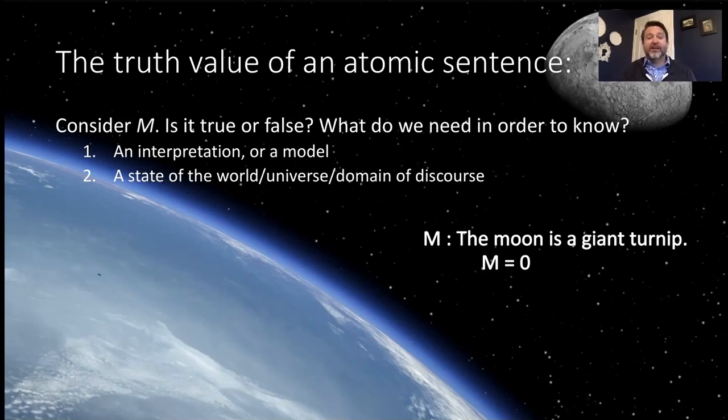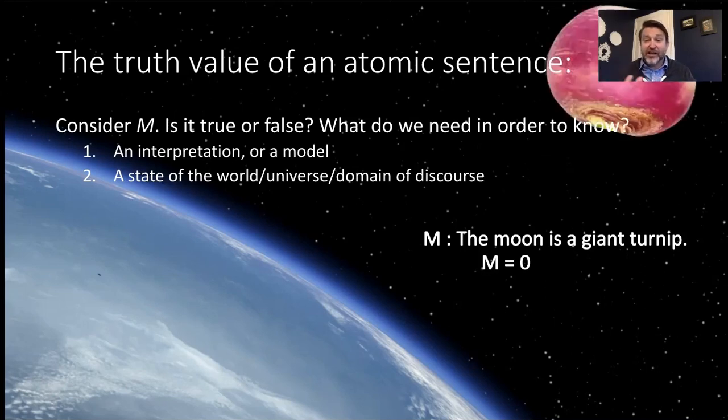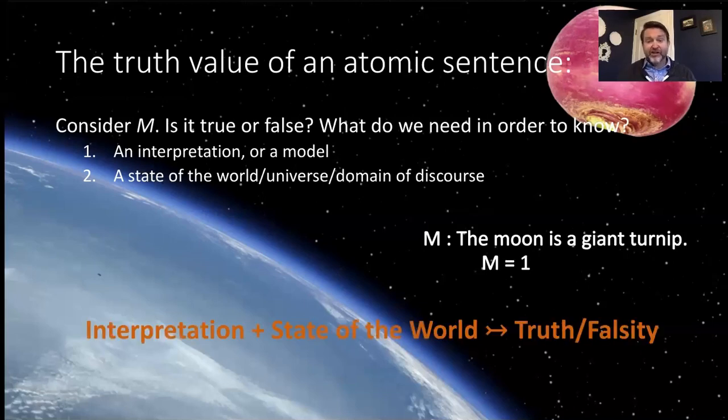But we can change the truth value of M without changing its interpretation if we change the world. So, right, what if the moon were actually a giant turnip? Well, then in that case, this sentence would be true, right? We haven't changed the interpretation of M, but we have changed its truth value by changing the world, right? So for any atomic sentence, whether it's true or false, we need an interpretation plus a state of the world. And those give us the truth or the falsity of an atomic sentence, okay? So an atomic sentence's truth value is relative to its interpretation plus the state of the world. And this is important to bear in mind.